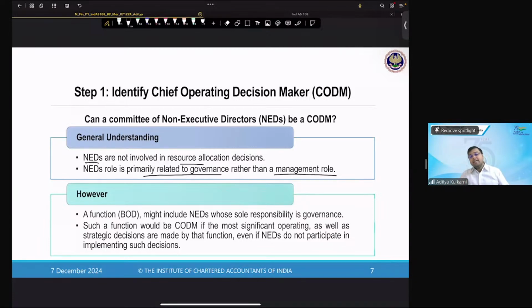Now it becomes incumbent upon the non-executive directors to discuss these issues with the management and expect a report, expect a revert, expect an action to be taken. So in all these cases, their role becomes a governance-oriented role rather than an operational role. So therefore, they cannot generally become a chief operating decision maker.